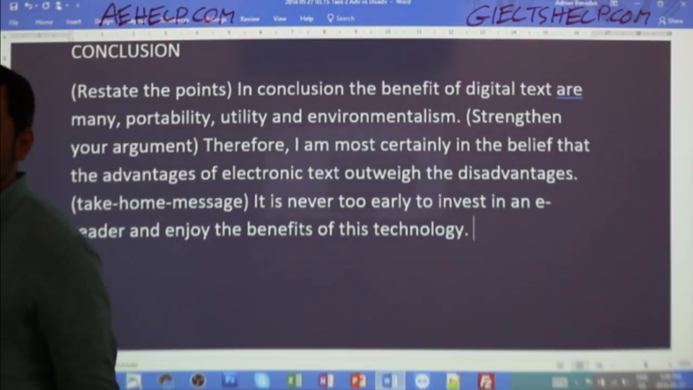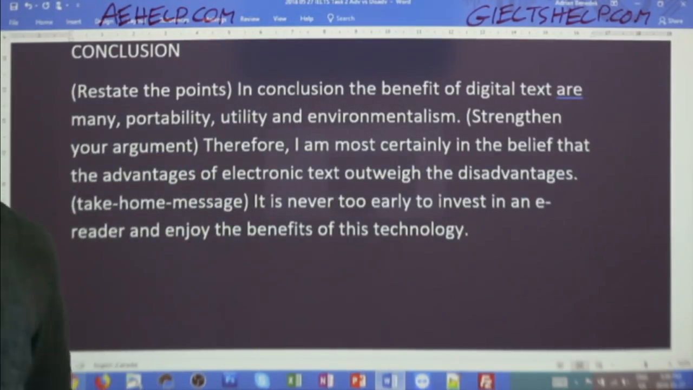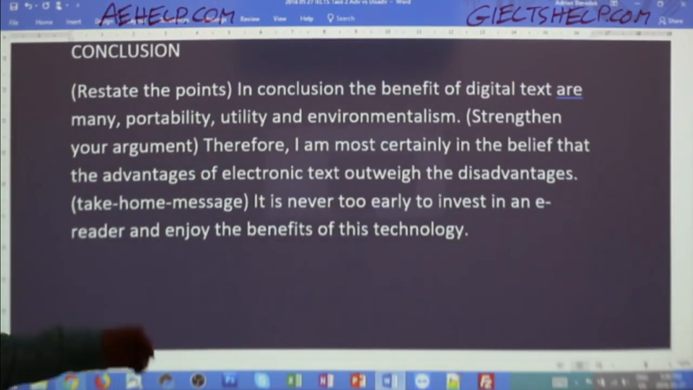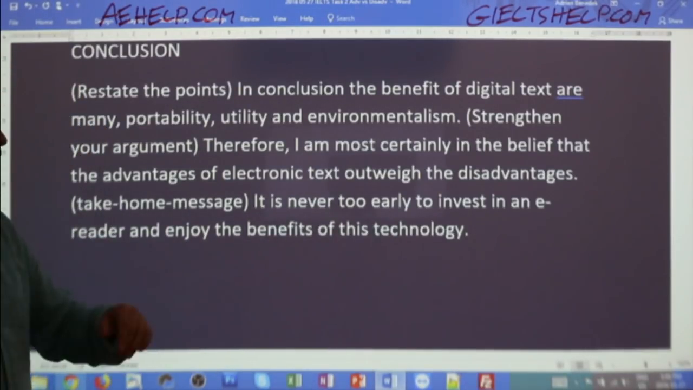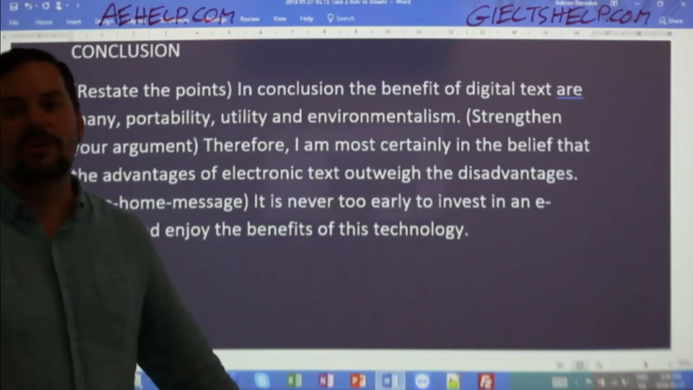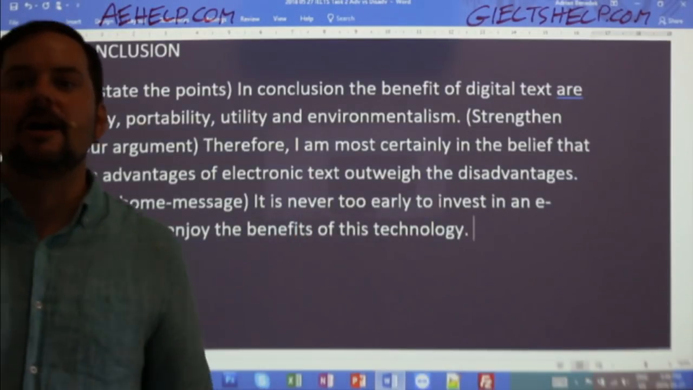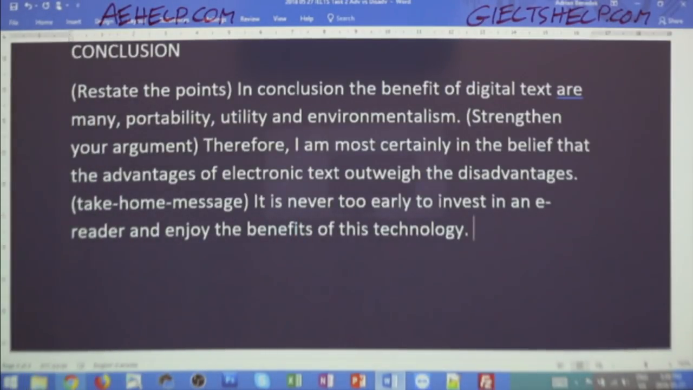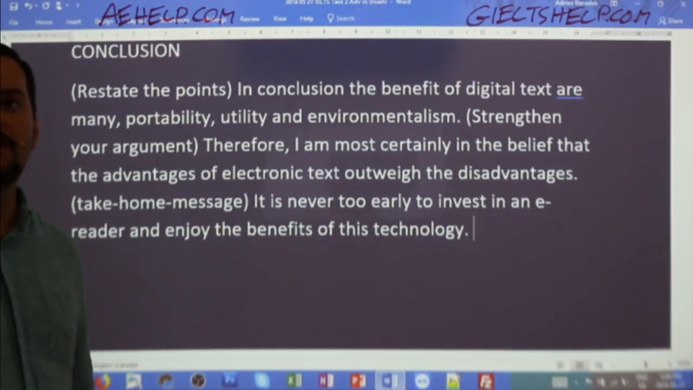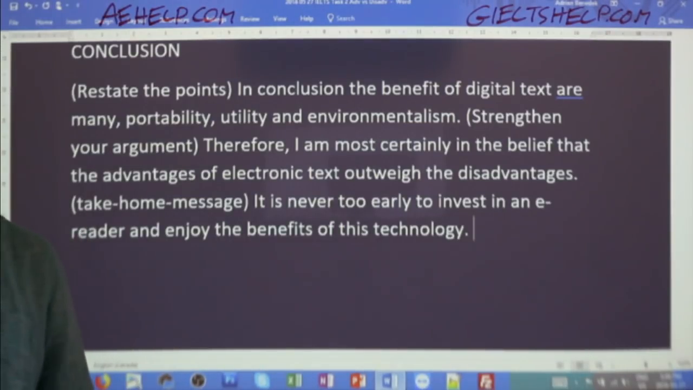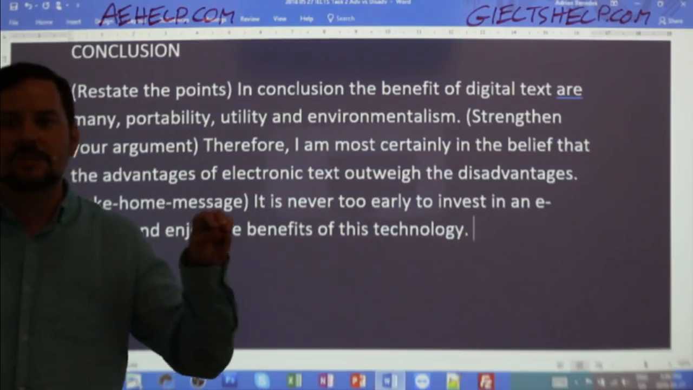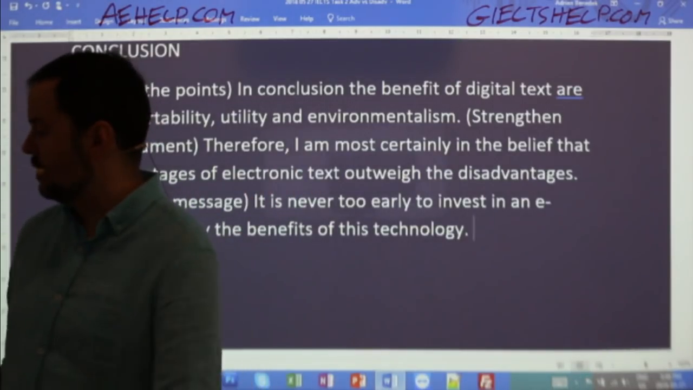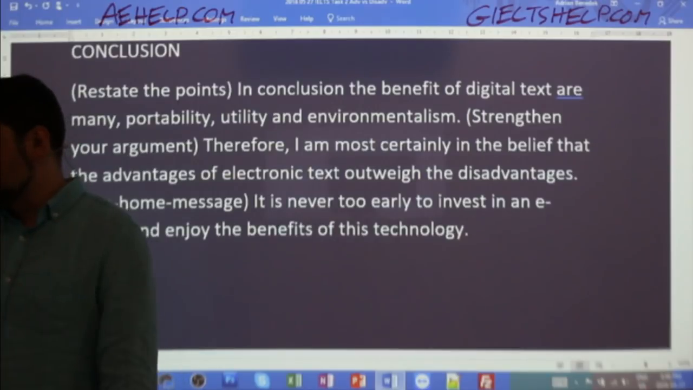Okay, so here I'm basically telling my reader, hey, go buy something like this, use it, and you'll like it. It is never too early to invest in an e-reader and enjoy the benefits of this technology, okay? That's just another way to say it. Tianzenzi, I think yours was a good one there. Vandana, I think yours was also a good one there. The other ones were okay about the environment, but I think they're too specific. You want to keep it a bit more general.